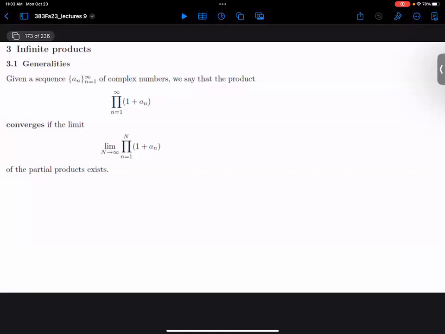So we talked a little bit about products, infinite products. When does it converge? And if it's going to converge, we need the terms to be tending to zero.